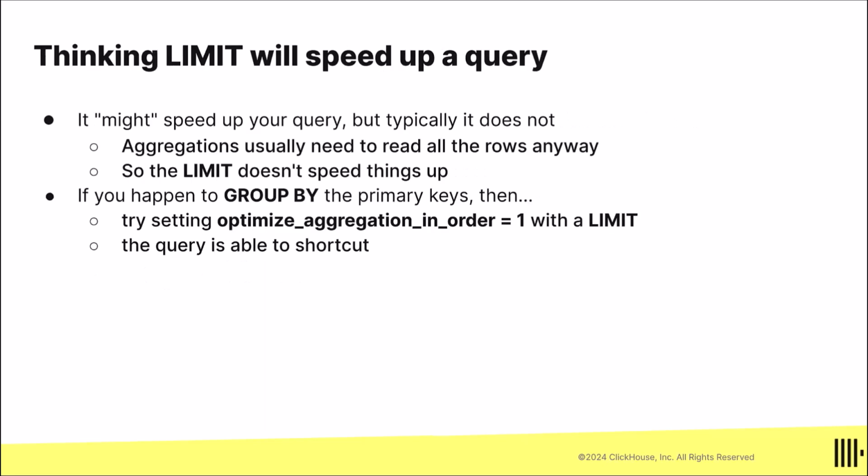This one comes up once in a while. That limit doesn't necessarily speed up your query, especially if you have a group by or if it has to grab a bunch of data. You can set optimize aggregation in order to 1 with a limit, and then it'll shortcut the query.